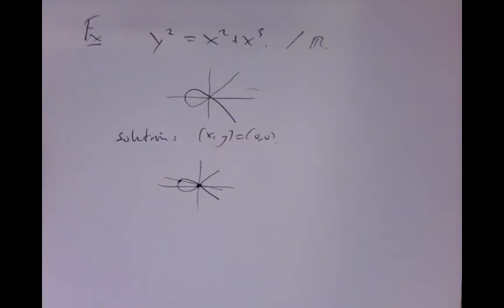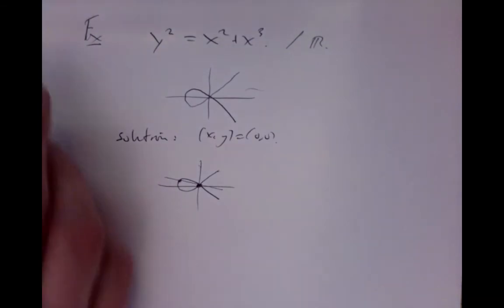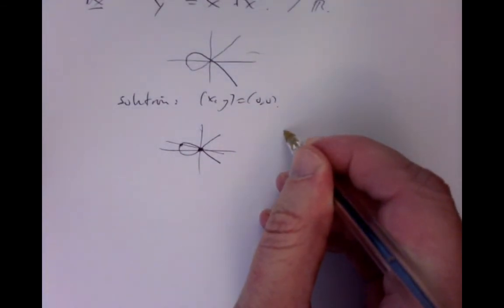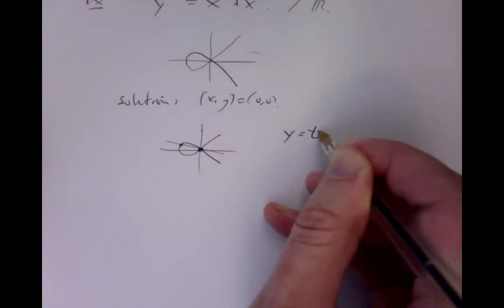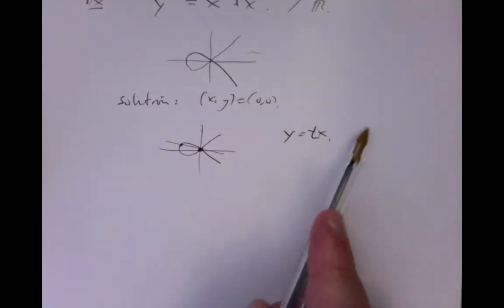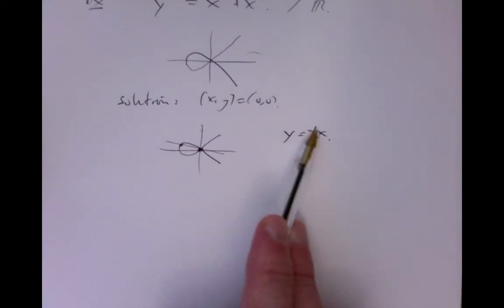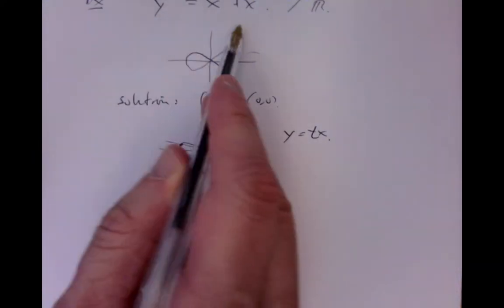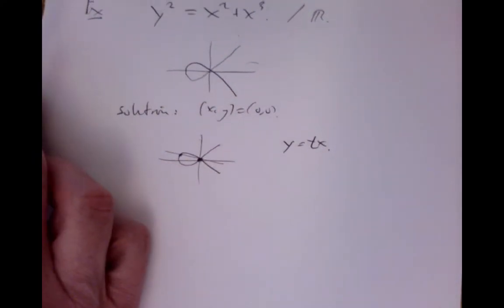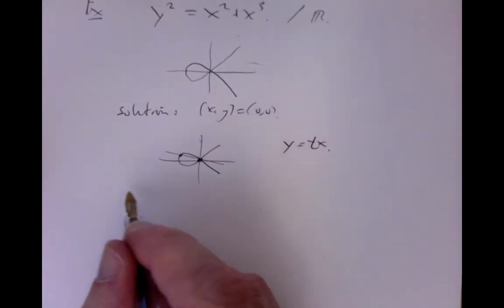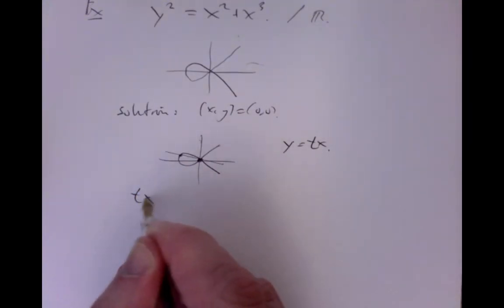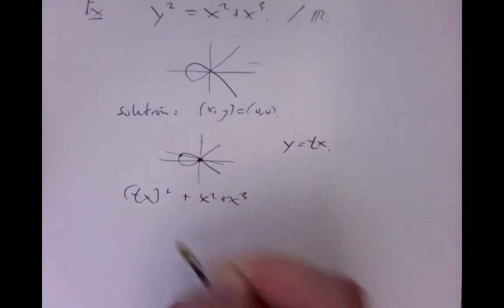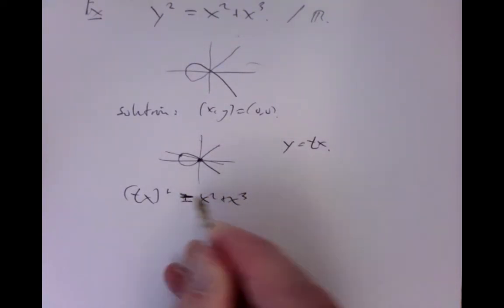So let's think about how that looks. If you were to plug in that you're on a line through the origin, that line would be given by, say, y equals tx. It's some linear equation that has to go through the origin, so the constant coefficient is 0, and there's some slope t. We plug that into the equation for our curve, y squared is x squared plus x cubed. So y is tx, we get (tx) squared is equal to x squared plus x cubed.